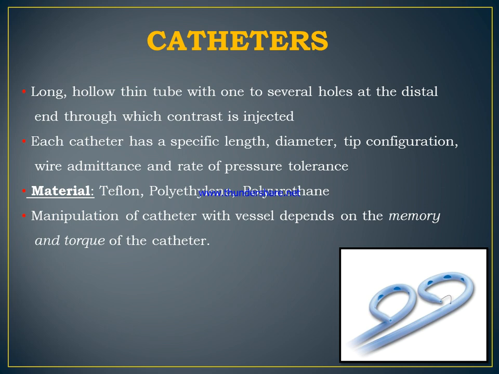The other one is the catheter. A catheter is a long, hollow, thin tube with one to several holes at the distal end through which contrast is injected. Each catheter has a specific length, a specific diameter, a specific tip configuration, wire admittance, and rate of pressure tolerance. It's made of Teflon, polyethylene, or polyurethane, and the manipulation of a catheter within vessels depends on the memory and tip of the catheter.